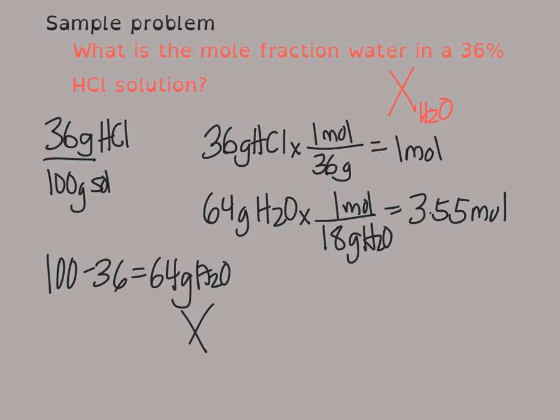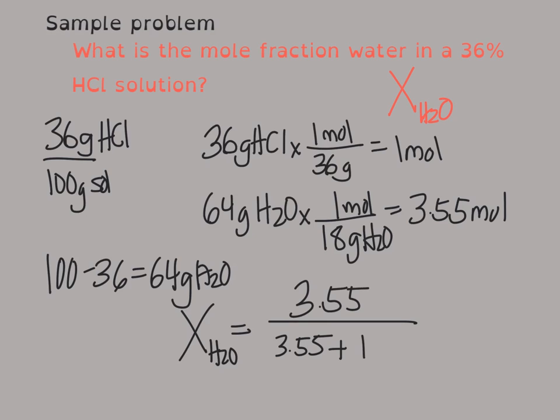So to find the mole fraction of the H2O, we have to take the moles of the water divided by all of the moles. So we would take 3.55 divided by 4.55, and you get a mole fraction of 0.78, and there's no units. So if we wanted to find the mole fraction of the HCl, we could take 1 and subtract the mole fraction of the water, and it would be 0.22.